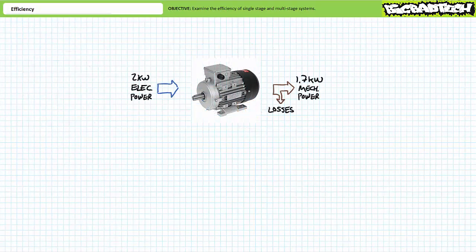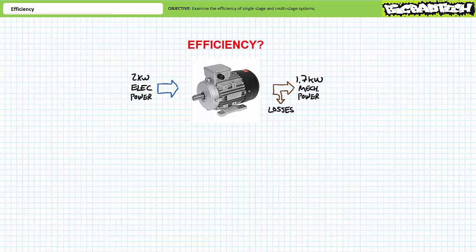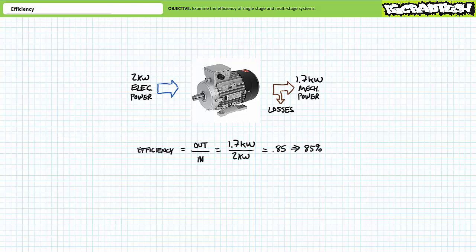Consider a motor that consumes 2 kilowatts of real electrical power and produces 1.7 kilowatts of usable rotational mechanical power. Let's calculate the efficiency of this system. Efficiency is output over input. 1.7 kilowatts over 2 kilowatts yields 0.85. 0.85 expressed as a percentage yields an efficiency rating of 85%.